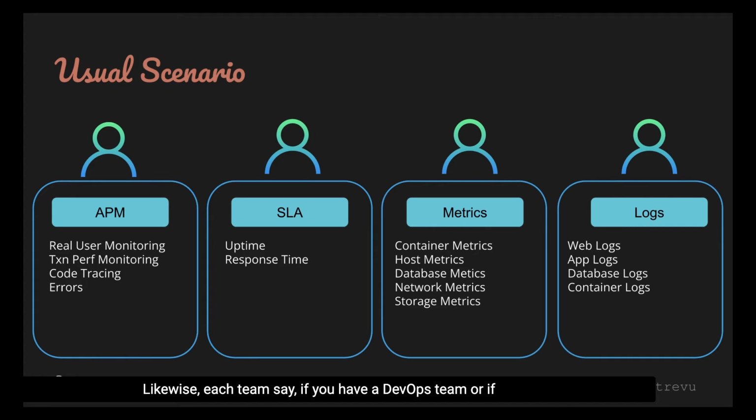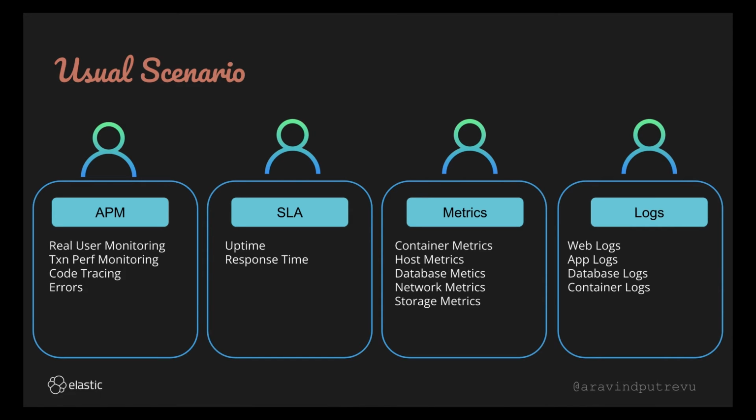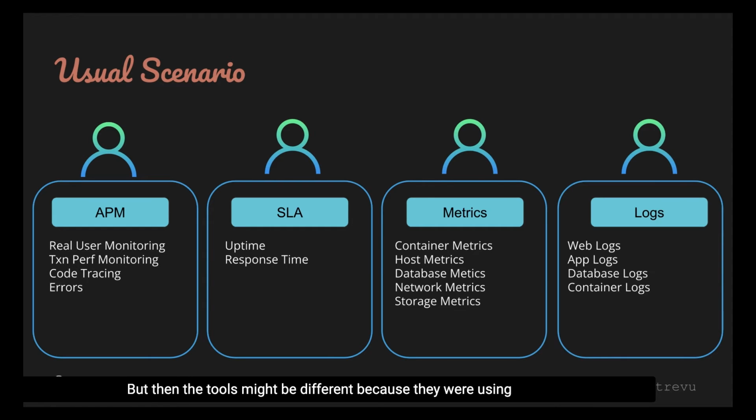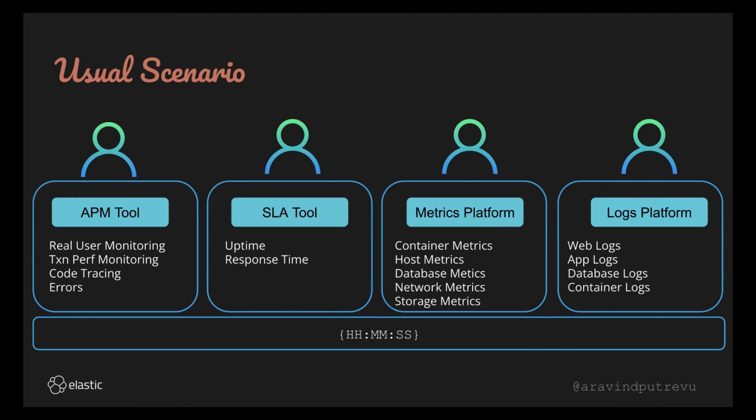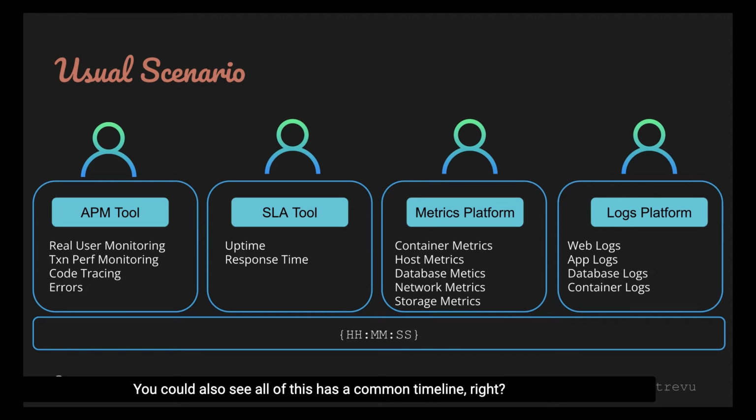Likewise, each team, say a DevOps team or a developer team, would collect something very specific. In some cases, all of this might be done by a single person, which is very good, but the tools might be different, because they were using different tools to collect different data for different reasons. Again, it could be an organizational thing as well. But like I said in the first slide, how a developer pushes and collects, and what observability they would get, in a similar manner you could also see that all of this has a common timeline, right?